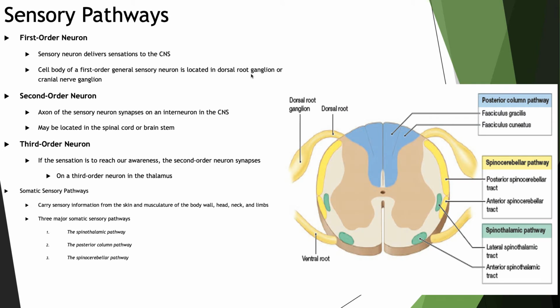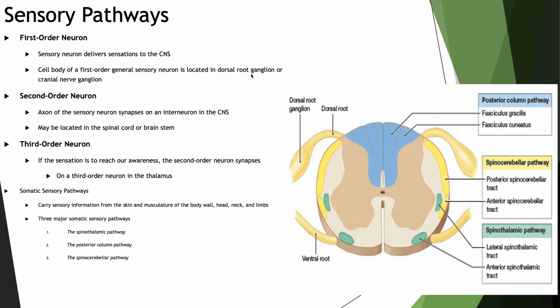So when talking about a sensory neuron that delivers sensations to the CNS, it's called a first-order neuron. And the cell body of a first-order general sensory neuron is located in the dorsal root ganglion or the cranial nerve ganglion. In the CNS, the axon of that sensory neuron synapses on an interneuron known as a second-order neuron, which may be located in the spinal cord or the brainstem. If the sensation is to reach our awareness, the second-order neuron synapses on the third-order neuron in the thalamus.